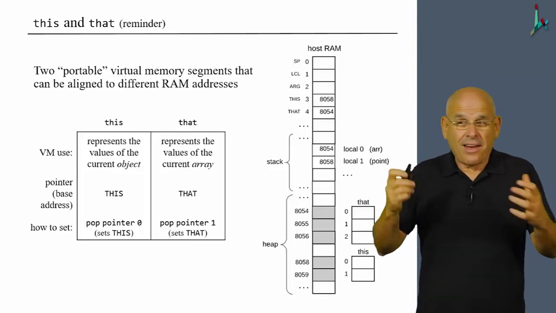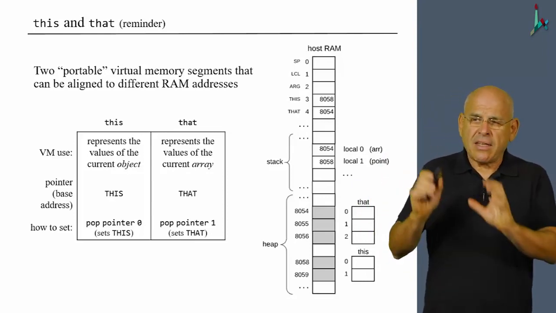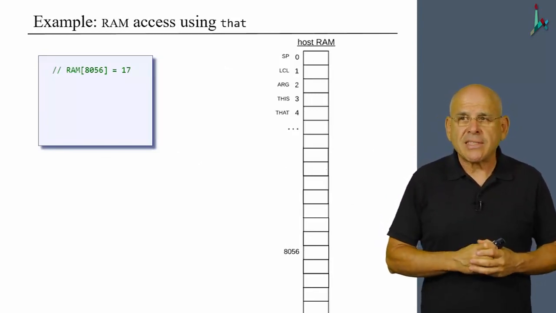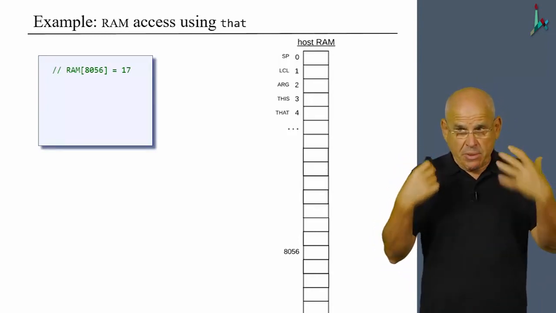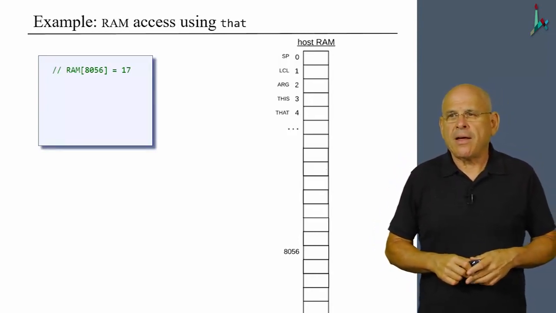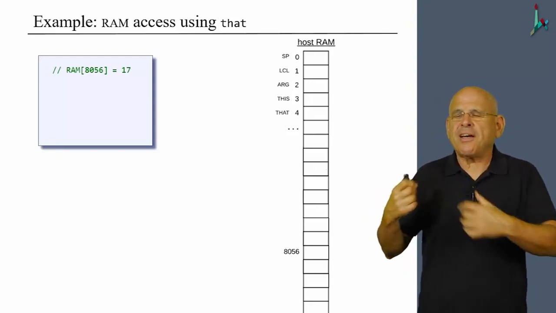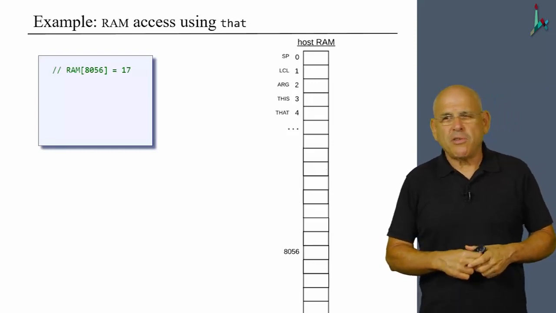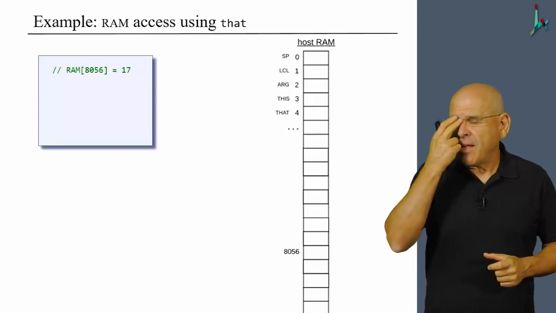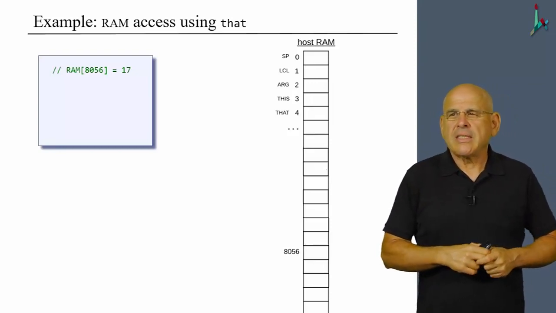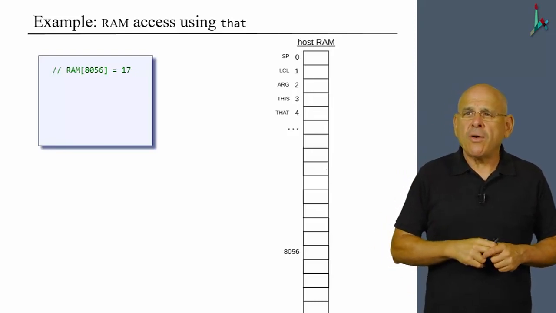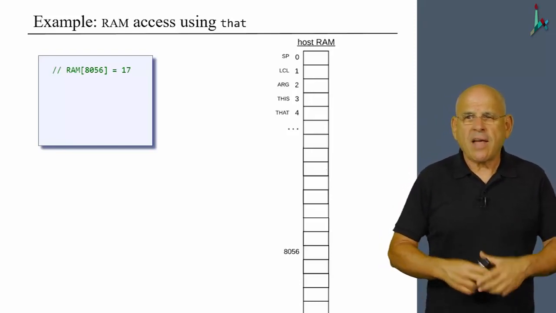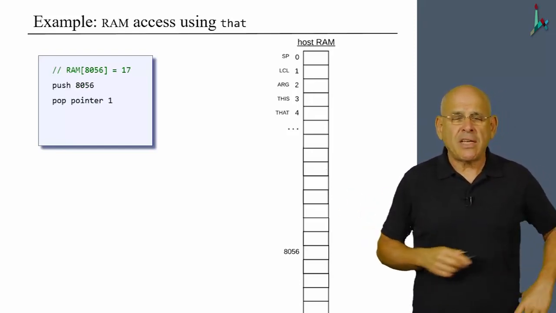And with that, let us take this capability and talk about how we can use it to actually access the RAM. So here's a specific example which may well make the previous discussion unnecessary in case it only managed to confuse you. So as usual, seeing an example is quite illuminating. So let us suppose that we want to put the number 17 in this arbitrary address in the RAM, 8056. How can we do it?